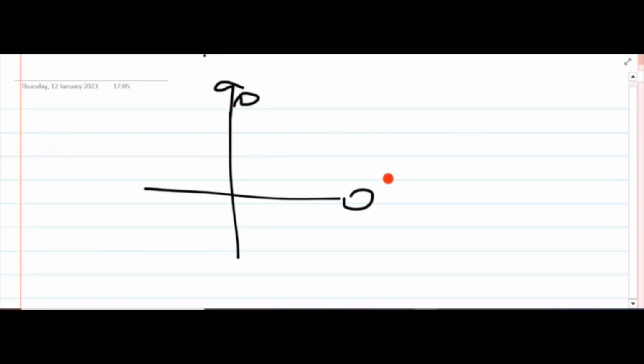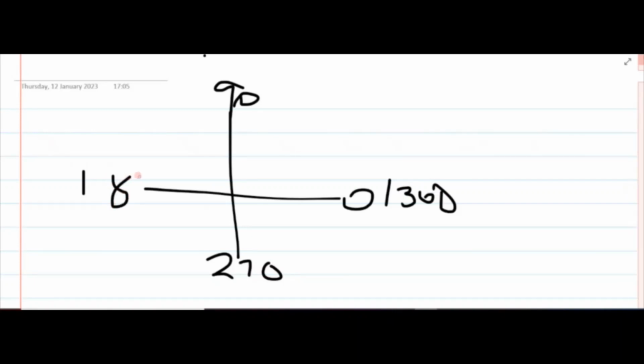On the Cartesian plane we have 90, 0, 360, 270, and 180. In terms of our quadrants, we count from here going in an anti-clockwise direction: quadrant 1, quadrant 2, quadrant 3, and quadrant 4. So it's the first quadrant, second quadrant, third quadrant, and fourth quadrant.